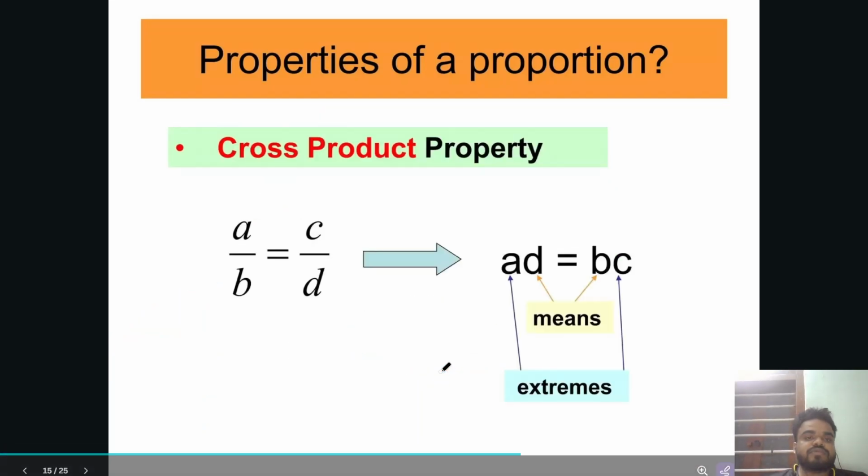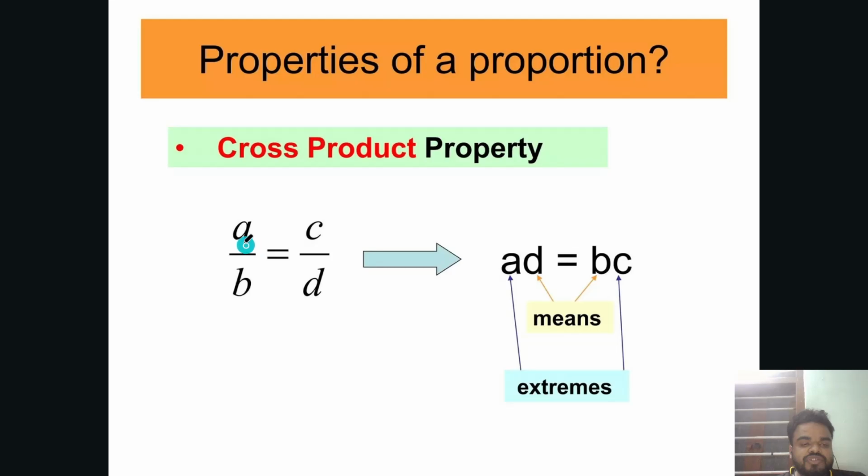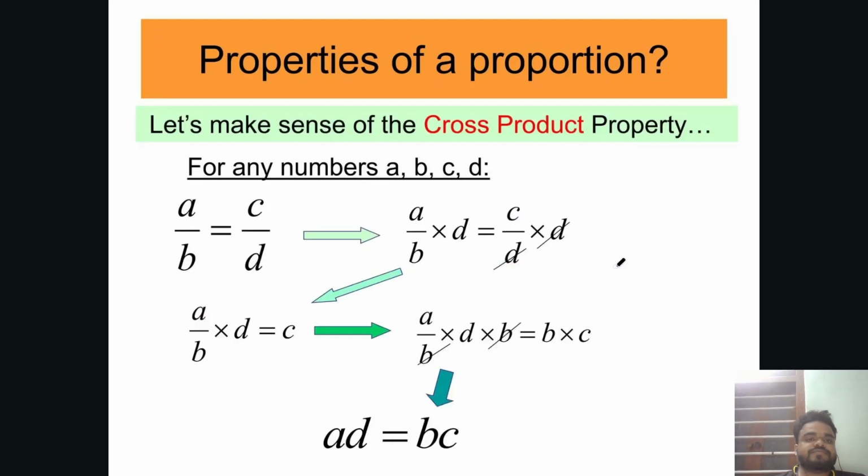Got it? Next. So once you multiply this numerator with this denominator, and this numerator with this denominator, these two are called means, and these two are called extremes. Got it? Got it. Next.